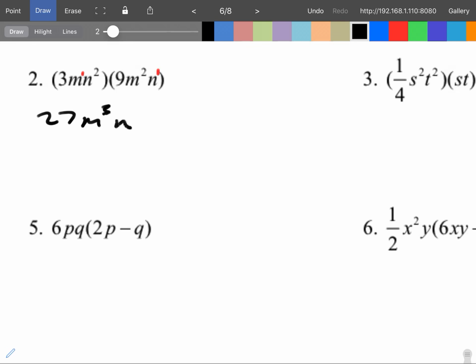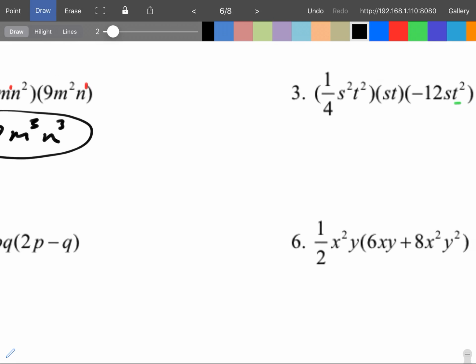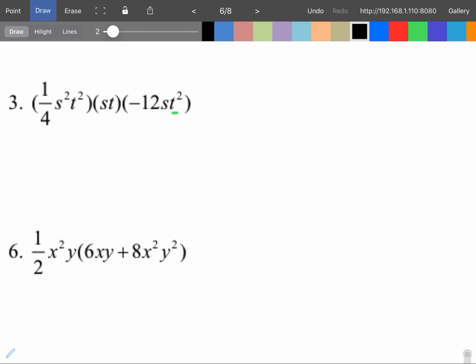And then n, well, that's n to the second times n to the first. So again, that's going to be 2 plus 1 is going to be the third power. So that's it for number 2. So it's 27 m cubed n squared. Let's try number 3.